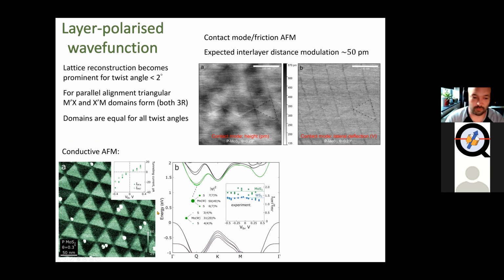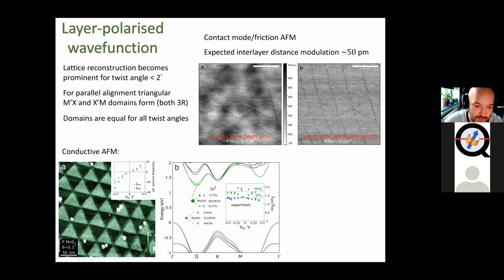And now what's happening here is the lack of inversion symmetry, and that allows the wave functions for the electrons and holes to be layer polarized. That means that if you look at a specific state in the band structure, for example, here at the bottom of the conduction band, the wave function would have more presence on the top layer, for instance, for the MX configuration, and it would be inverse for the XM configuration, the higher wave function presence on the bottom layer. And this is what we're basically measuring.